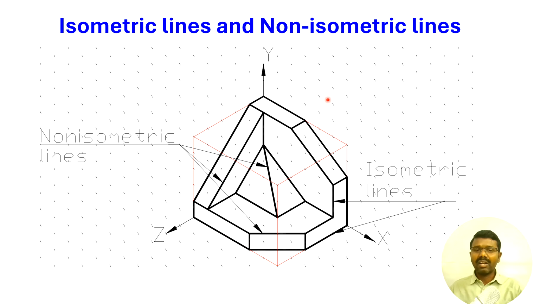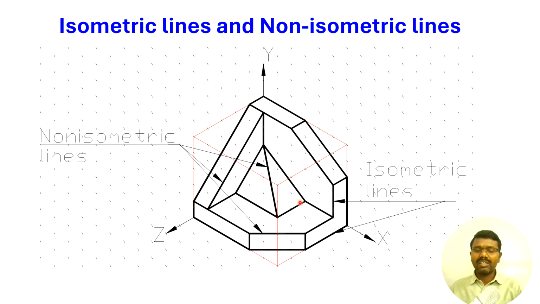If the objects are not parallel to these three axes, that is called non-isometric lines. So here this is an isometric line because it is parallel to the z axis, and this is parallel to the y axis, and like that if you see, all these lines are isometric lines, and these isometric lines are bounded by a surface, and this surface we are calling a principal surface.